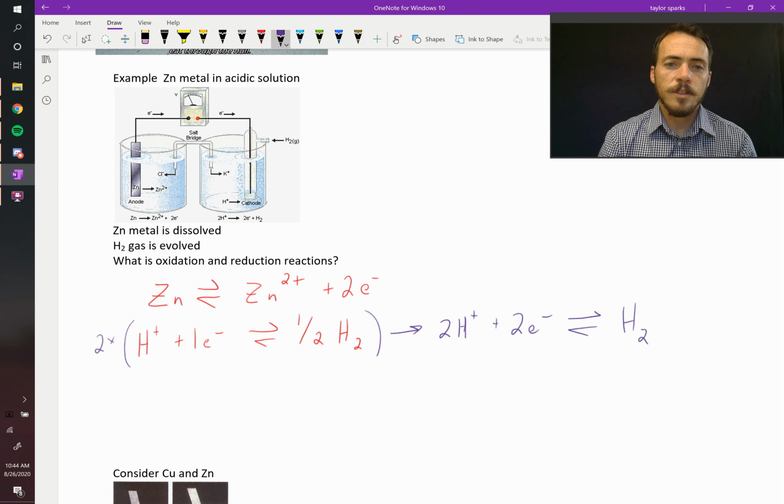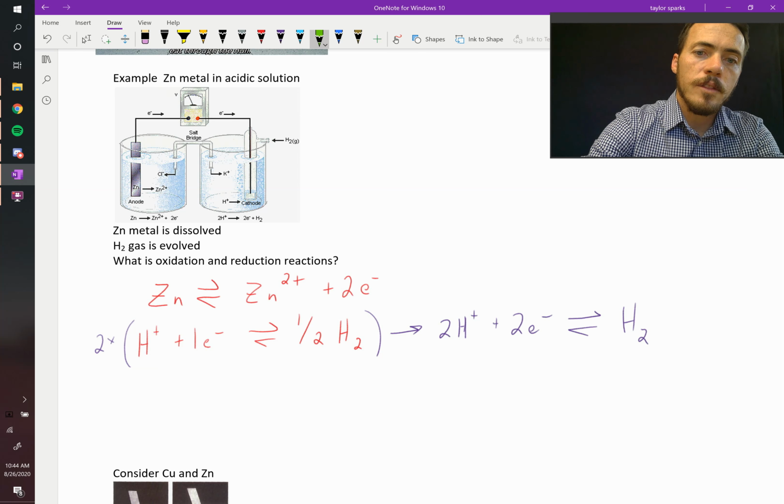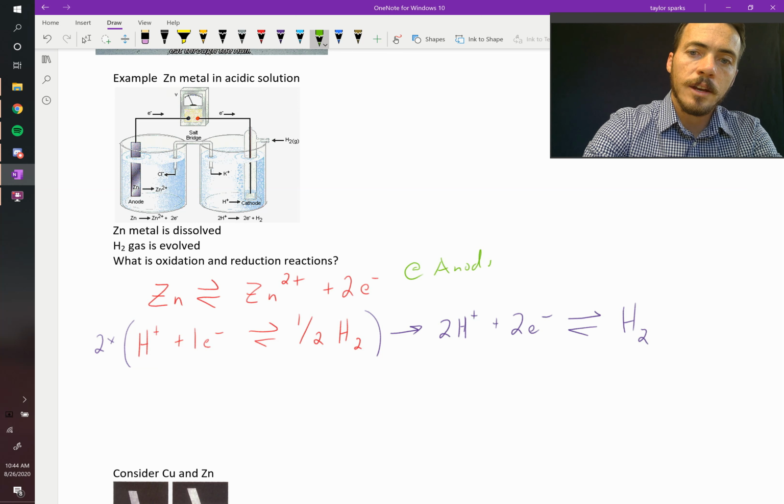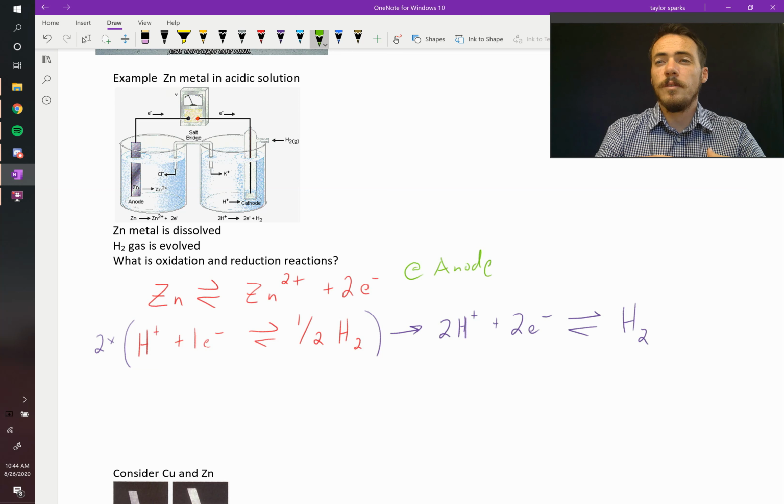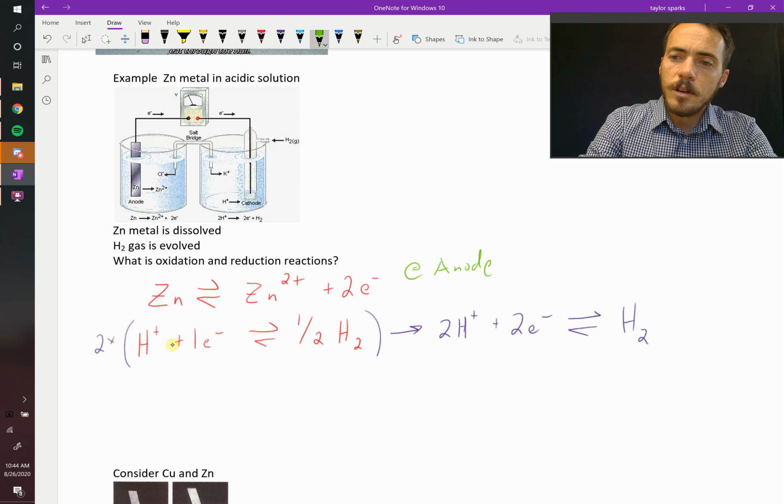Now we could add these two reactions together. Remember, the zinc reaction is happening at the anode. That's what we call the anode, where it's going to be giving up the electrons. And the other one is going to be at the cathode. That's where electrons are going to be accepted.